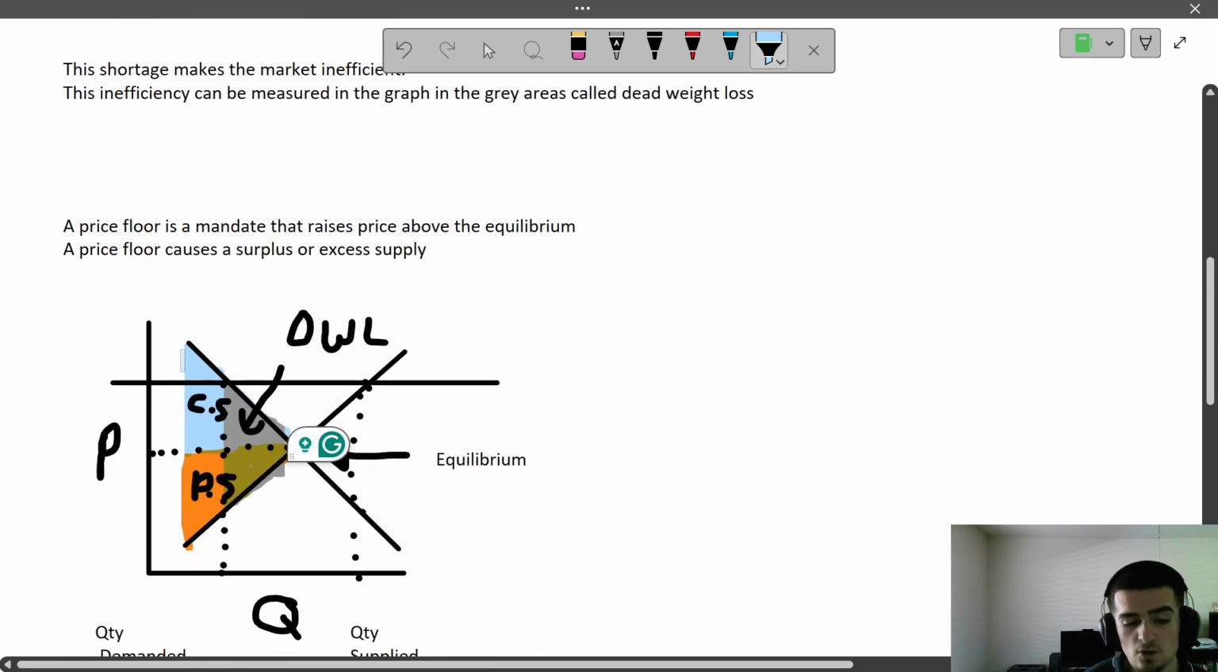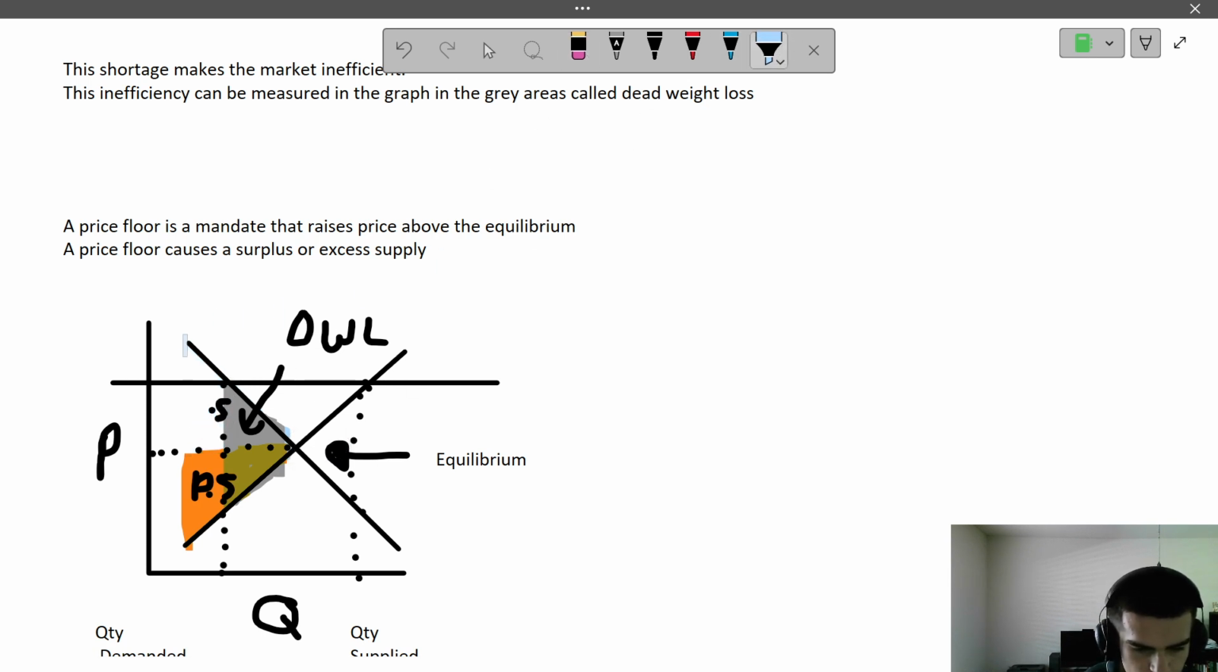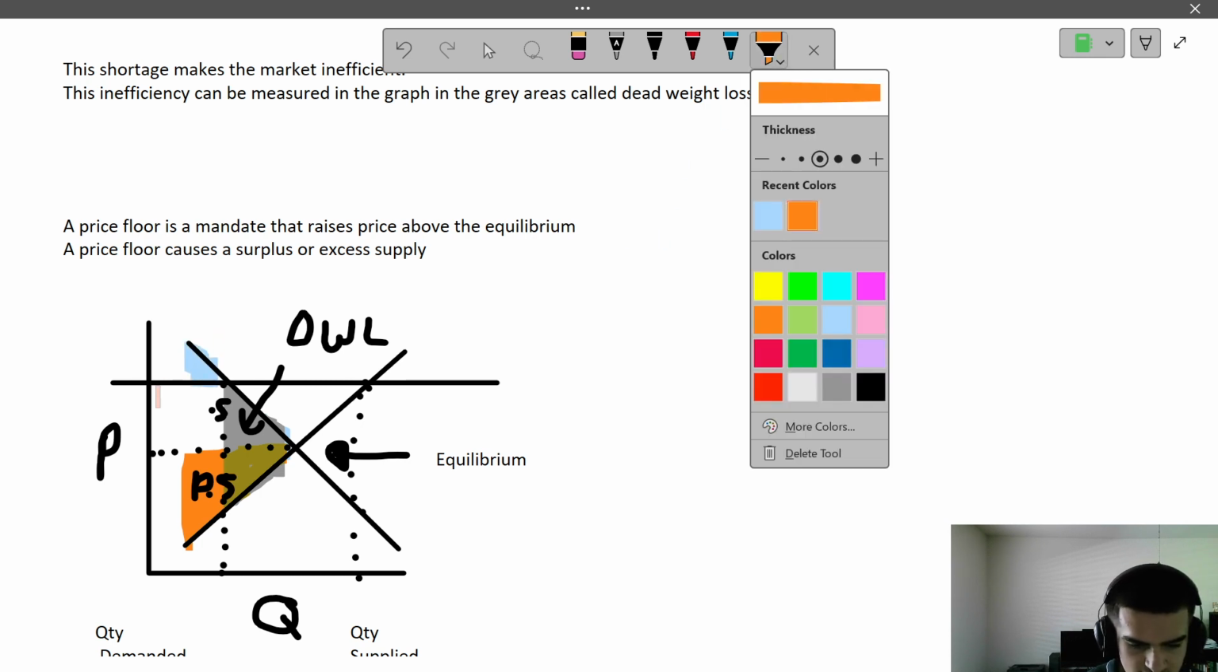A price floor is a mandate. Sorry, I didn't realize I messed up in these graphs.